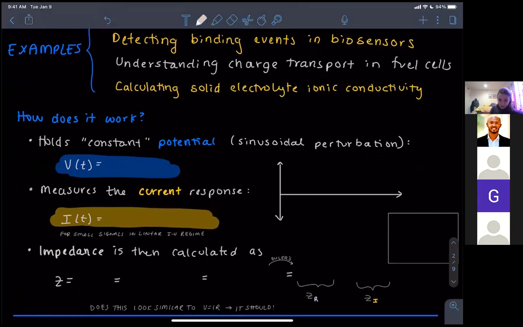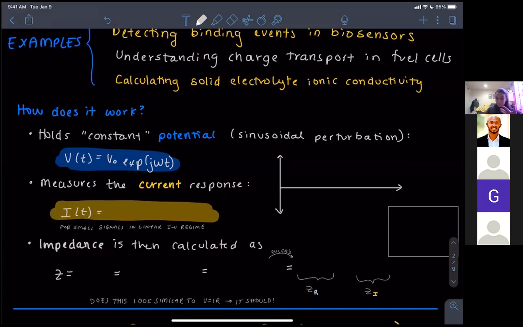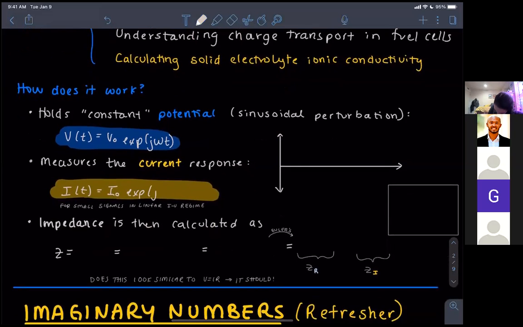So what we're doing is essentially creating this potential that comes in as V0 times the exponent of j omega t. Now this j is an imaginary number. Sometimes people will use i, and again, we'll go through imaginary numbers a bit. And then basically you want to measure the current response. And then the current response is given as some sort of constant initial I0 times the exponent of j omega t, the same function out, but you're going to have some sort of phase shift, which is represented by phi. And this expression is true for small signals in a linear current potential regime.